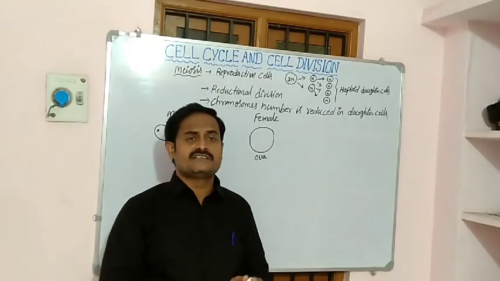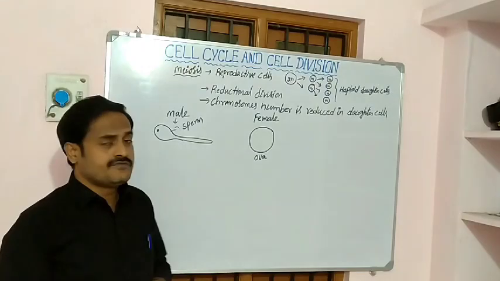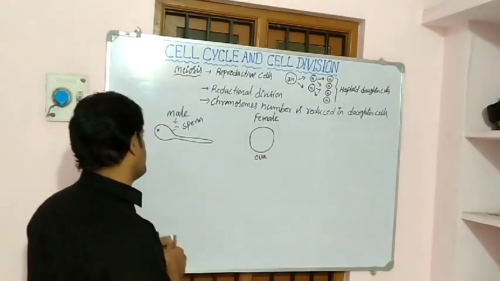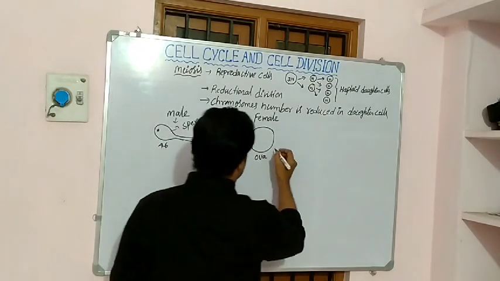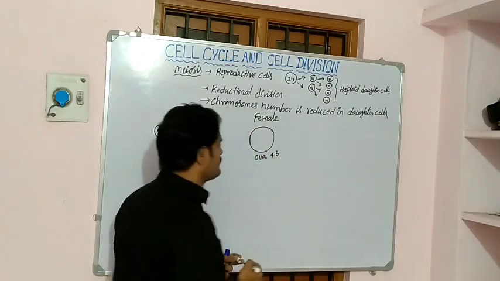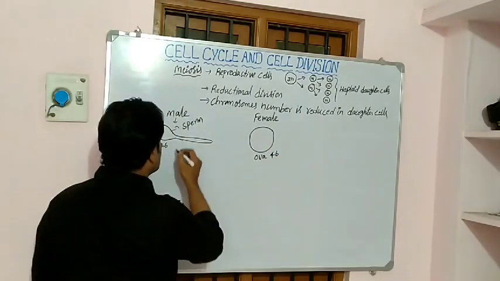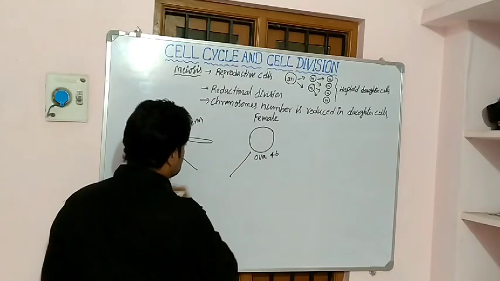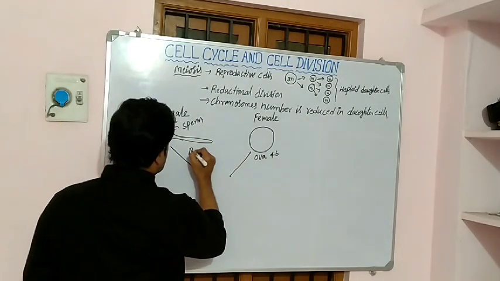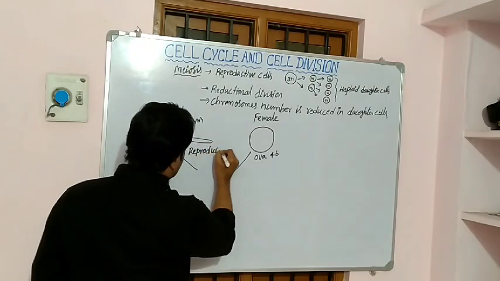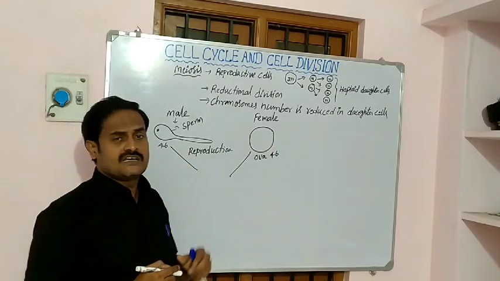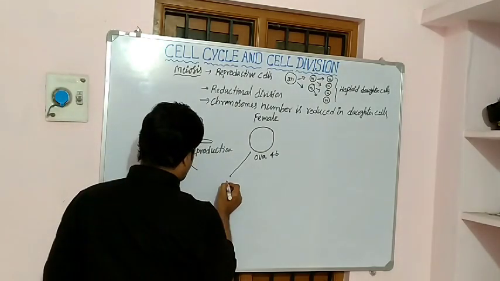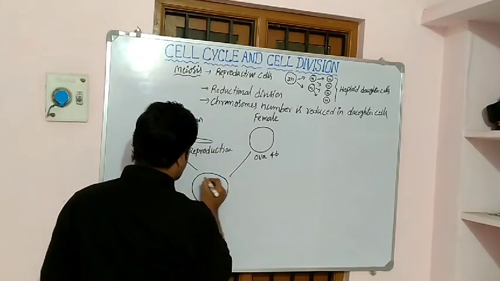Commonly, each and every cell in the human body consists of 46 chromosomes. Here it consists of 46 chromosomes, and here also 46 chromosomes. During the reproduction time, what will happen? The sperm cell is fused with the ovum like this, finally forming the zygote. So this is called the zygote.